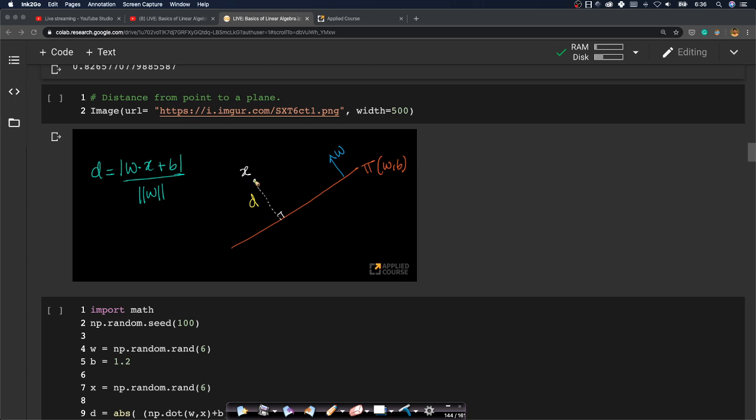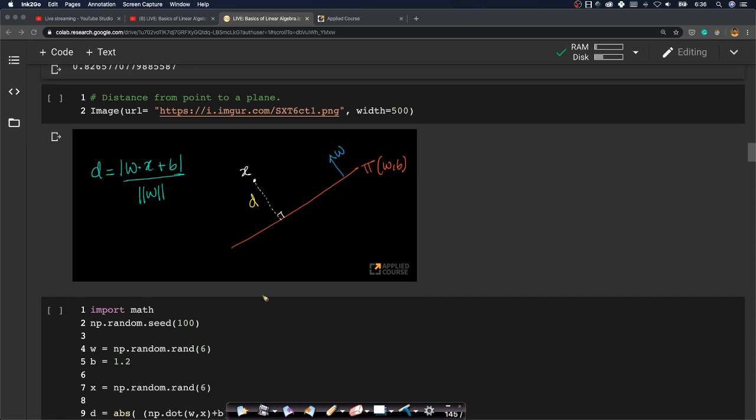What is the distance here? We have proven this in the course videos using a very simple diagram. The distance is the absolute value of W dot X plus B, divided by the norm of W, because I'm not saying that W is a unit vector. If W is a unit vector, if norm of W equals 1, then the distance here is just the absolute value of W dot X plus B. Why are we putting the absolute value here? Because distance is always positive.